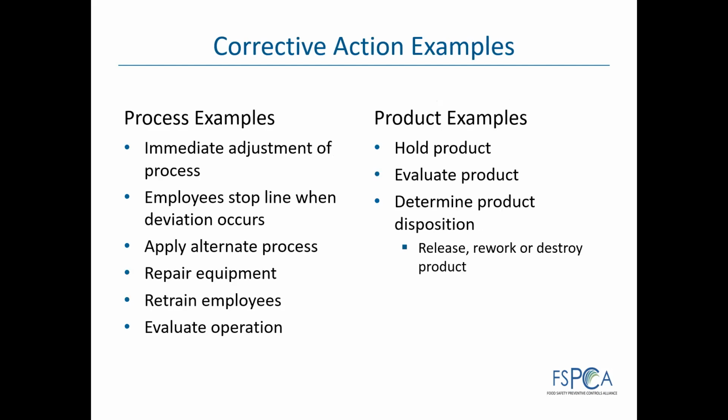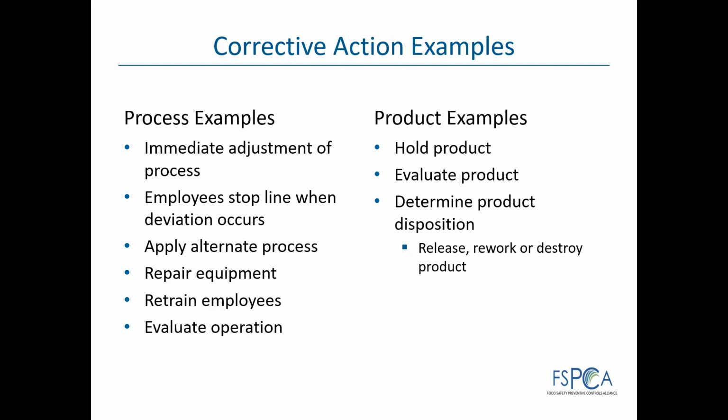Some examples of corrective actions. Number one, the process examples: immediate adjustment of the process. This could be done, but make sure it is not done very often. If every time you're doing immediate adjustments, that means there's a problem behind that. You need to look back at the food safety plan. Like I said, employees stop the line when a deviation occurs. Empowerment to stop needs to be a culture, a food safety culture, the mindset in the company.